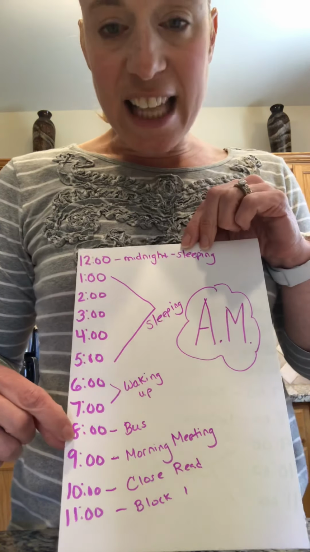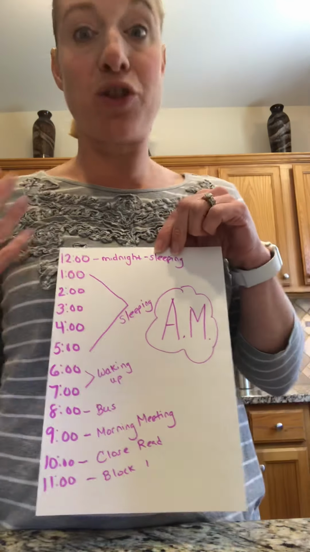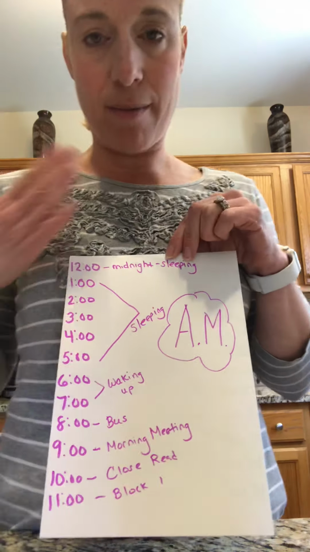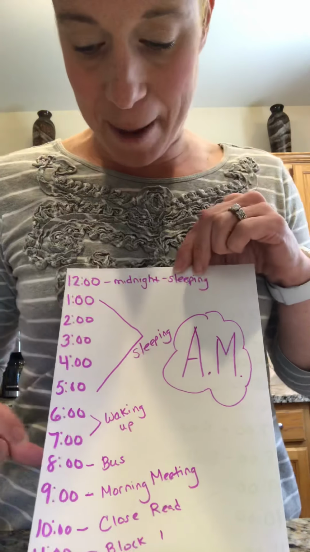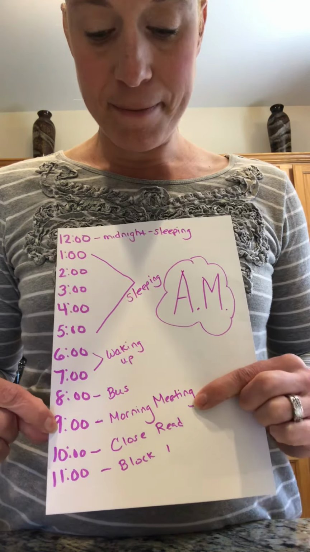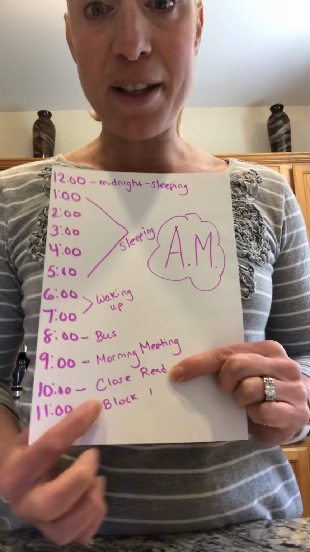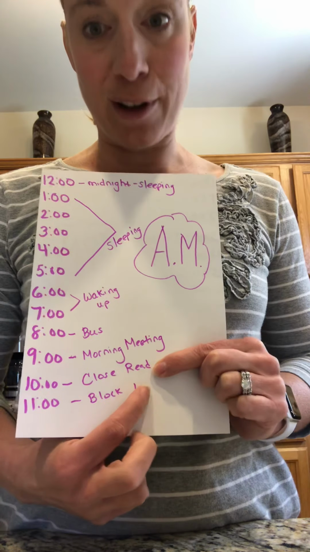Okay? 8 o'clock a.m. might be when you're getting on the bus, and I'm talking about if it was a school day. I know we haven't been in school, but we can remember back to our school days. Okay. 9 a.m. would be when we're doing morning meeting in class. 10 a.m. is around our close read time. 11 a.m. is our block 1 time, right before lunch.